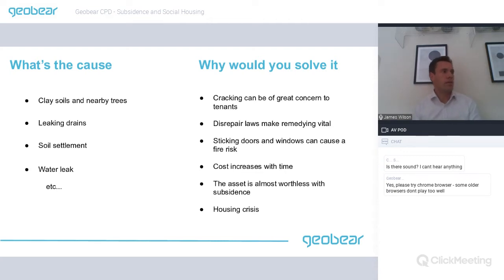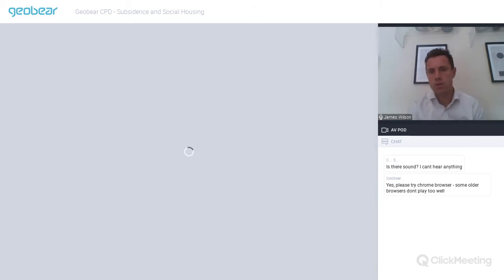If you ever tried to sell a house with subsidence, you can't get a mortgage on a house with subsidence. People won't buy it, so the asset's sort of worthless. And then, as I mentioned before, the housing crisis. You can't let houses with really bad subsidence, so solving subsidence goes some way to alleviating the housing crisis.